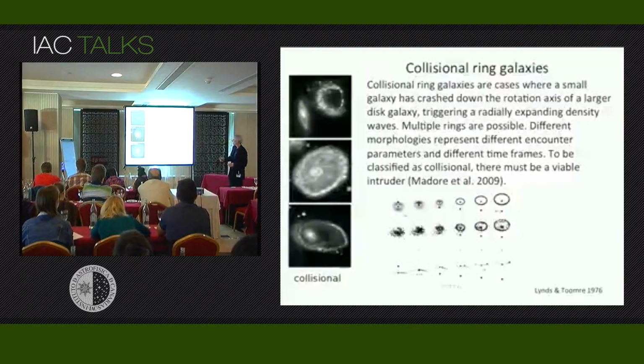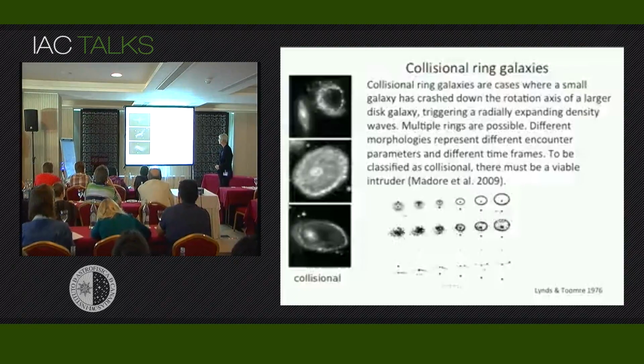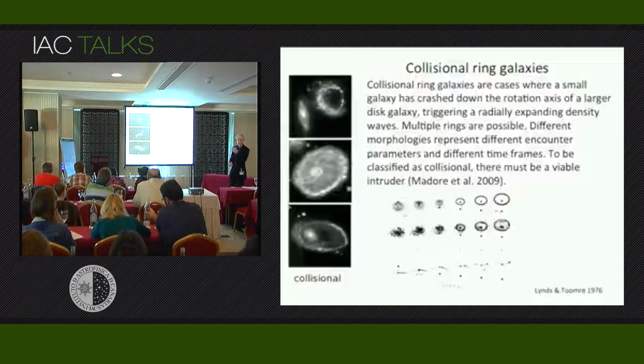Very interesting are collisional ring galaxies, which can be empty or have an offset center, like the Cartwheel in the middle, or an off-center nucleus, like the one on the bottom. These are thought to be a specific type of gravitational encounter, where a small galaxy crashes down the rotation axis of a larger disk galaxy and triggers a ring-shaped density wave. And you can get more than one ring.